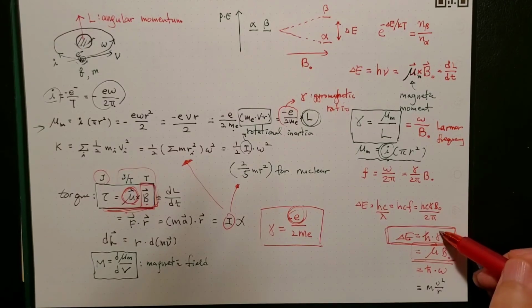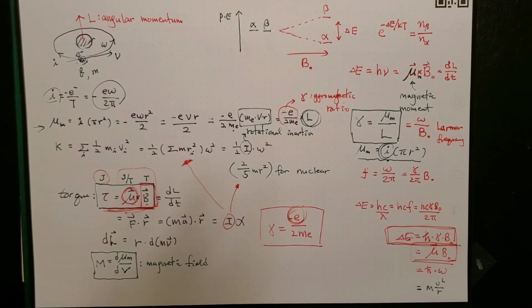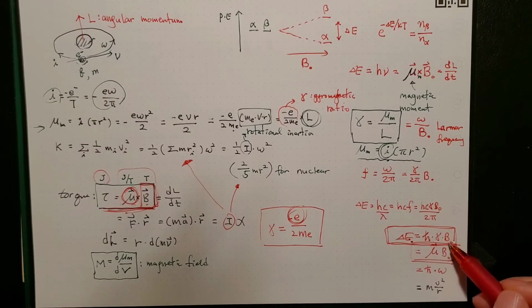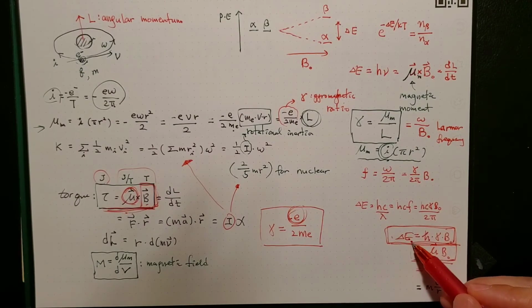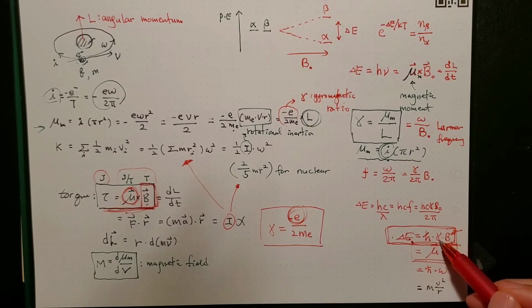So the more gyromagnetic ratio, you get more energy split for the ground spinning and excited level of spinning, and the more magnetic field applied, the energy gap also increases.